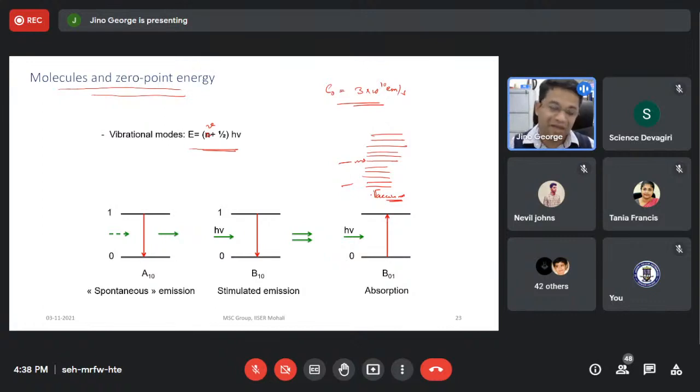But here nothing has something, which means the availability of infinite energy levels. That is where your half h nu comes in. That is the basic idea when Max Planck introduced this term, which is not correct classically, but it is correct quantum mechanically. Okay, so what I do is using this.